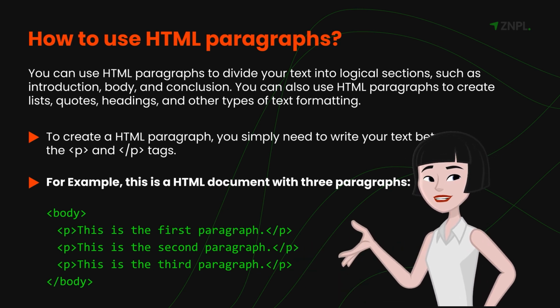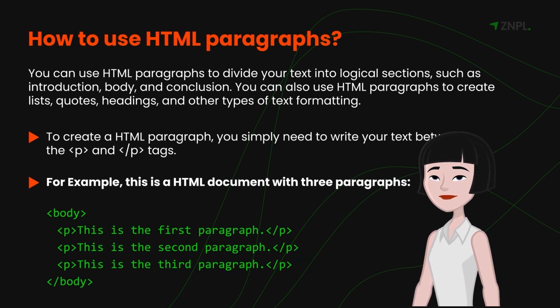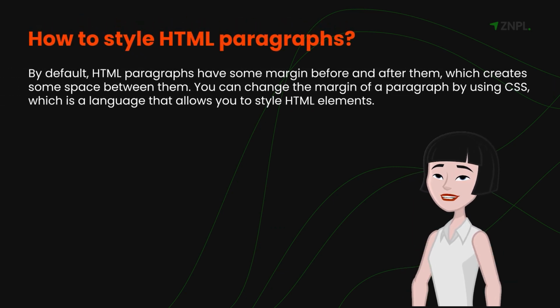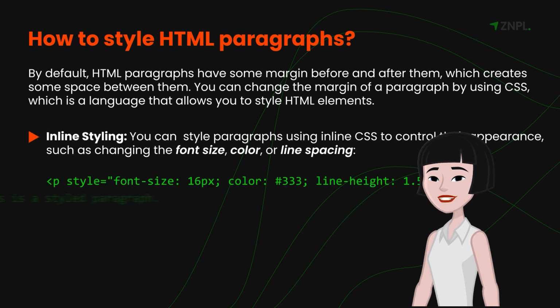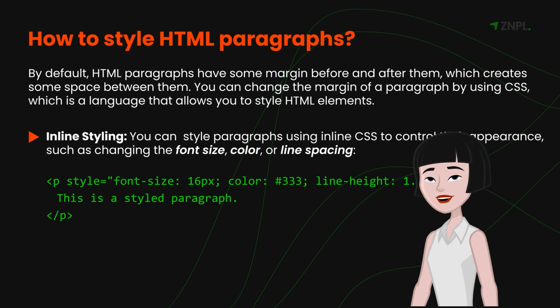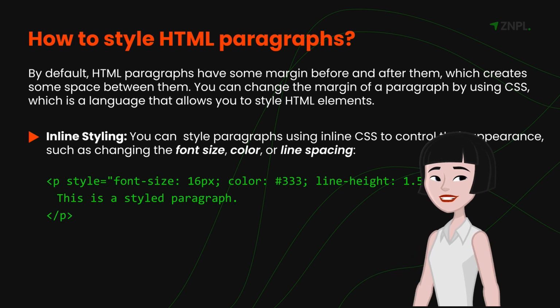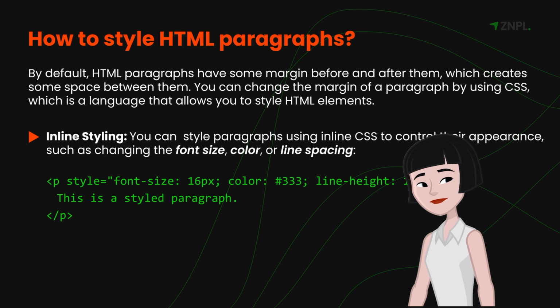How to style HTML paragraphs? By default, HTML paragraphs have some margin before and after them, which creates some space between them. You can change the margin of a paragraph by using CSS, which is a language that allows you to style HTML elements. You can use one of the following CSS style techniques to apply some styles to paragraph elements.